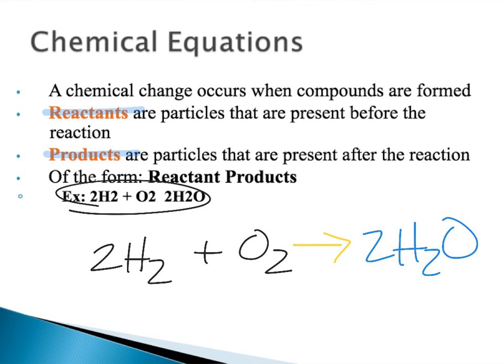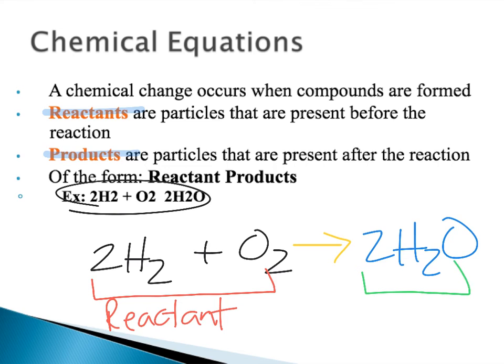2H2O. Anything that comes before the arrow, right here, that is a reactant, because it goes into the reaction. Anything that comes after the arrow, think of it like an equal sign in math, that is a product. This is what we have made. This is what we have produced.